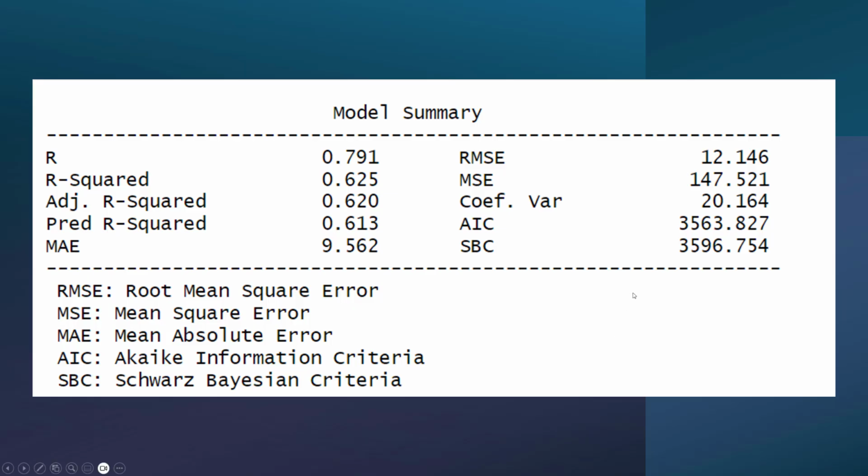Over on the right side, you see some other measures of model fit. And if you look at the root mean squared error, you can think about that. That's kind of useful. That's kind of like the average residual of the model.